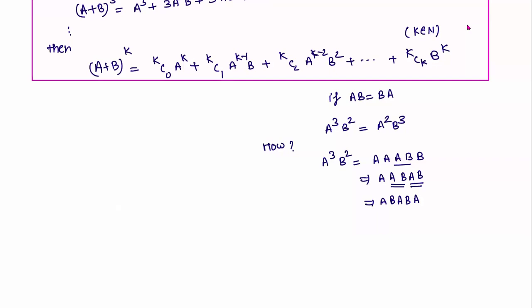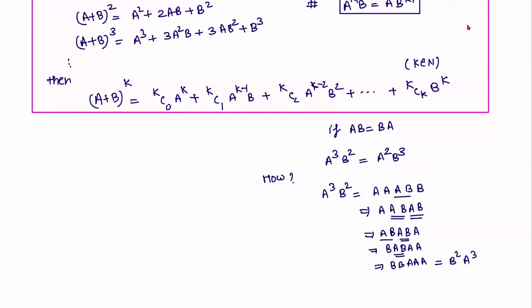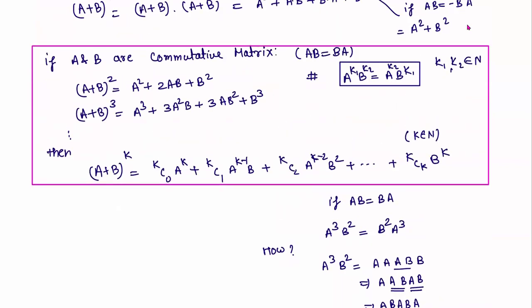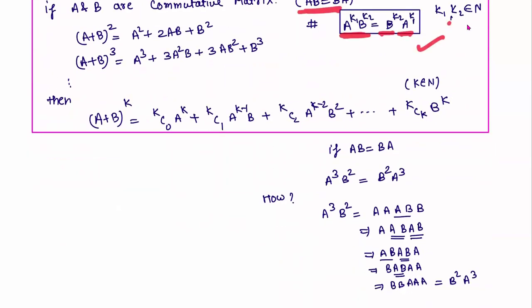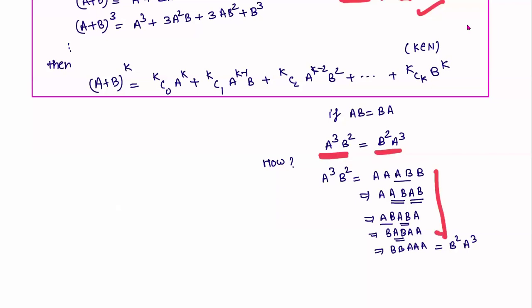Now again, this AB we can write as BA, this AB we can write as BA, and A. Now again, this AB we can write as BA A A. So this becomes B square and A power 3. So A power k1, B power k2, that result we can write as B power k2 and A power k1. Sorry, do that correction: A power k1, B power k2 is B power k2 into A power k1 if AB equals BA. So A cube B square we can write as B square A cube. Check the proof. You get that?